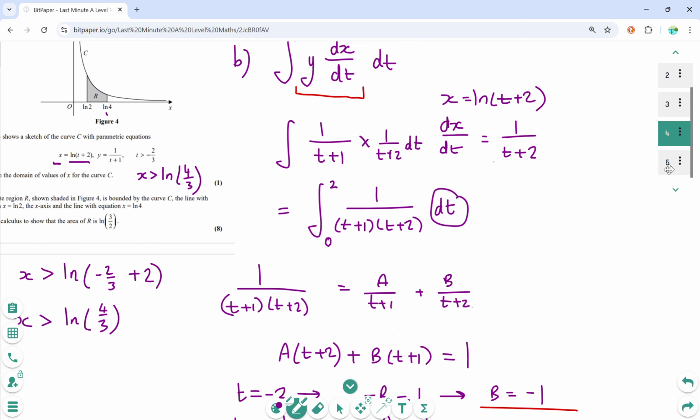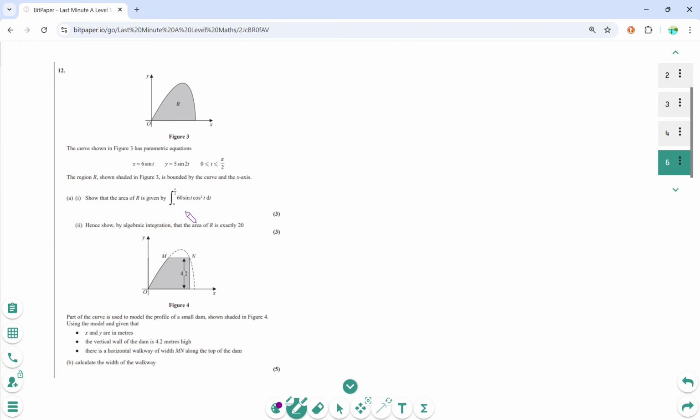Okay, let's move on to the integration with trig parametric questions. So here we need to find the integral under the graph. We need to find the area under the graph. And the issue is we have x and y in terms of t, but these are both trig functions. So we're expecting this to be a bit longer and probably to involve some trig identities here as well.